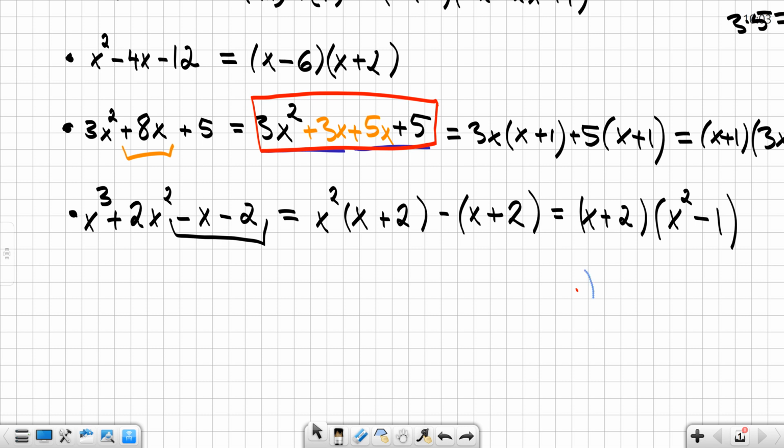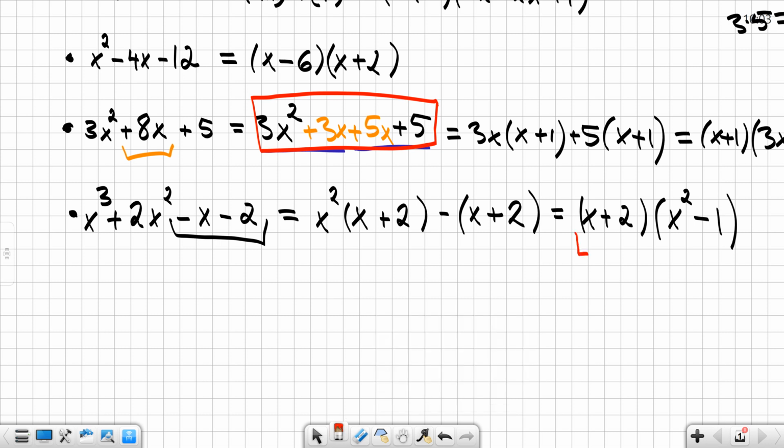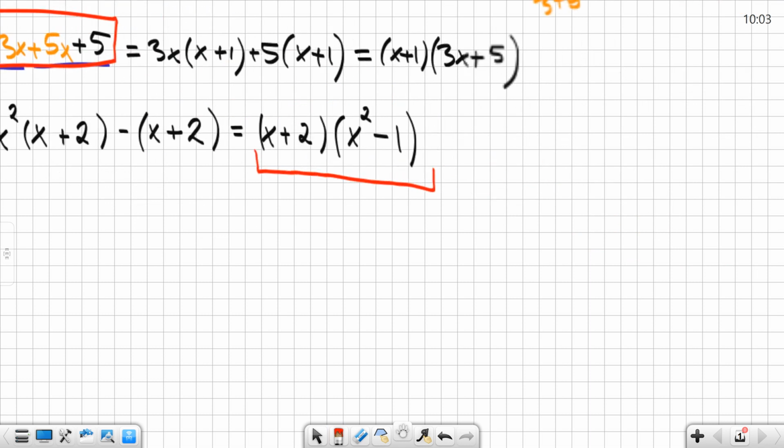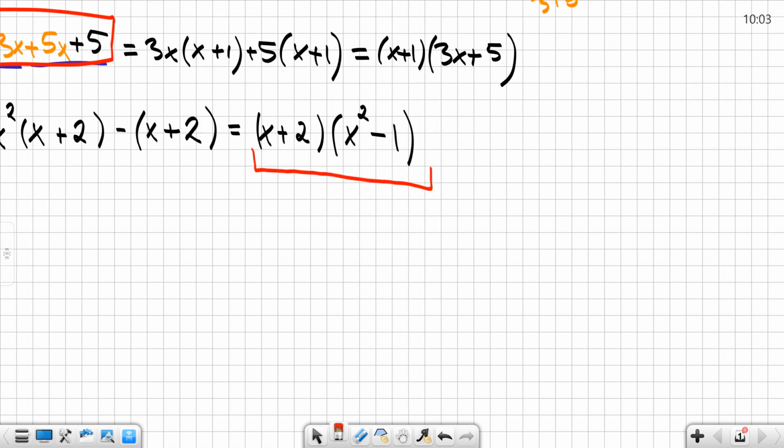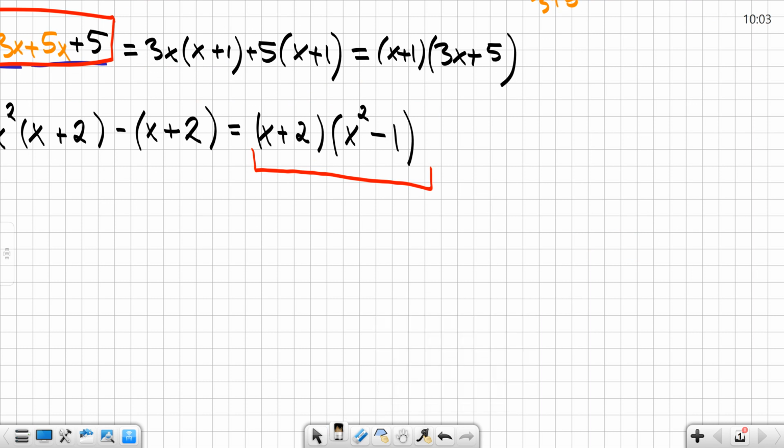All right, now this gives us the opportunity to look at something that we will always have to do. In this last example, I factored and I get x plus 2 times x squared minus 1. When we are factoring, we are always factoring completely. That means if there is something else that I can still do, I will have to keep on factoring.